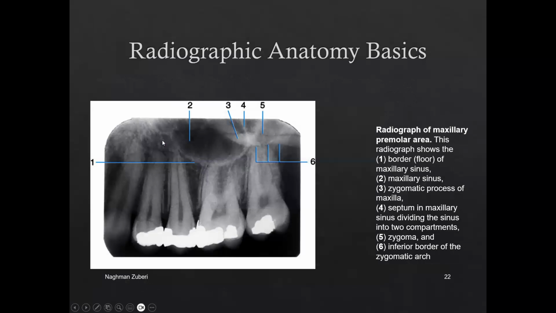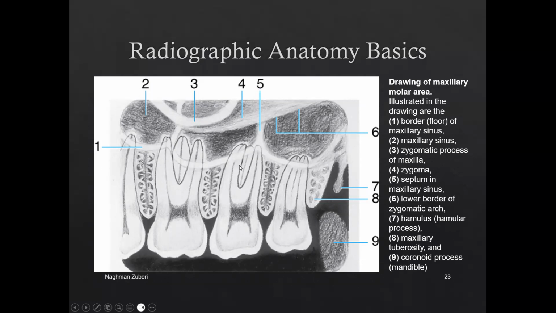Here we can see the X-ray. This is the sinus. Then this is the zygoma we are seeing. And this is the lower border of the zygoma, number 6, inferior border of the zygomatic arch. This is the sinus. So at times it covers the apices as well if you are taking the X-ray in the bisecting angle technique. This is the molar region. And here, apart from the sinus, the zygomatic arch and zygoma, we can see the hamulus. This is the hamulus. This is the tuberosity. And this shadow, at times they can ask you about it. What is this? This is the coronoid process of the mandible.